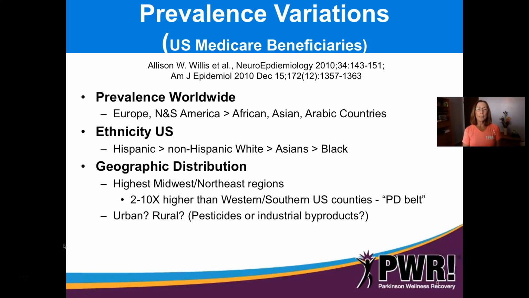So recently, Alison Willis, for her dissertation and now continuing to work in this area, was one of the first to use the US Medicare database to really try to get more accurate measurements, at least in the US, of the number of people living with Parkinson's disease. You can see worldwide, there's a greater prevalence in Europe and North and South America than some of those other countries. As far as it goes in the US, ethnically, Hispanic more than non-Hispanic, white more than Asians, more than Black. The geographic distribution, she was the first to recognize this through the database, that it's 2 to 10 times higher than Western and Southern US counties, and she's called it the Parkinson Belt.